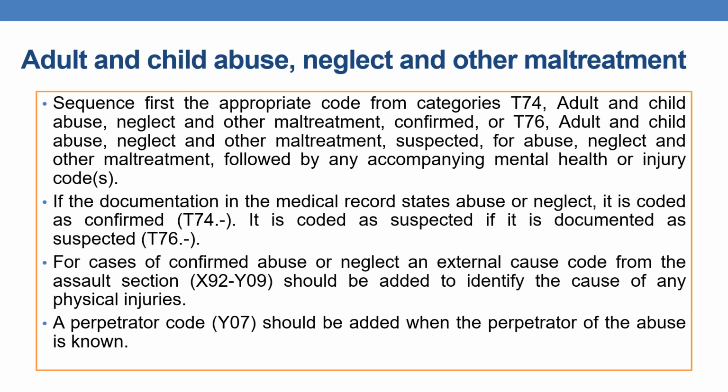So we have completed the coding for burns and corrosions. Now coming to adult and child abuse, neglect and other maltreatment. Sequence first the appropriate code from category T74, adult and child abuse, neglect and other maltreatment, confirmed. T74 category confirms the abuse. The next is T76 category. It is adult and child abuse, neglect and other maltreatment, suspected for abuse.